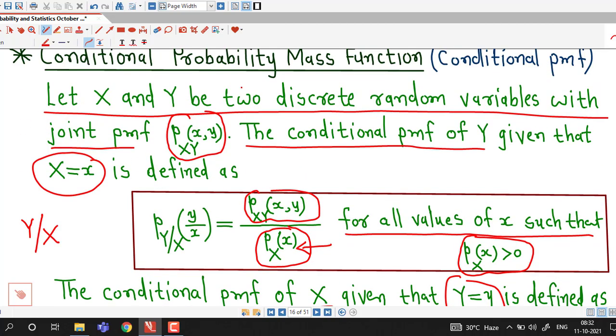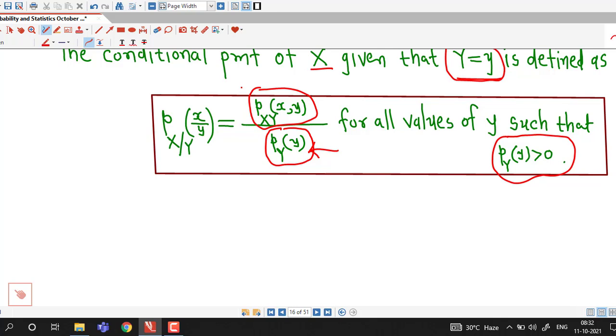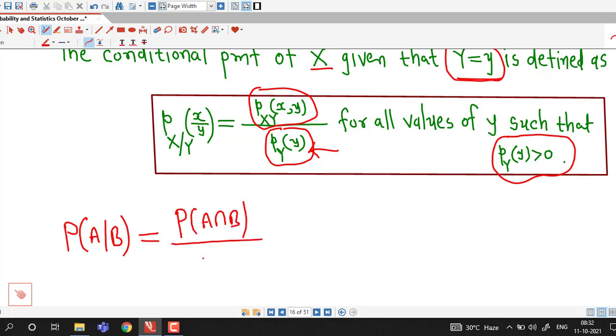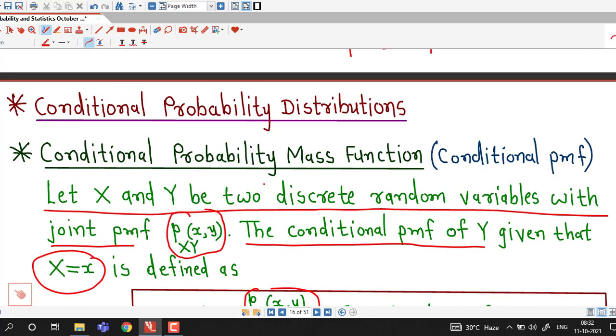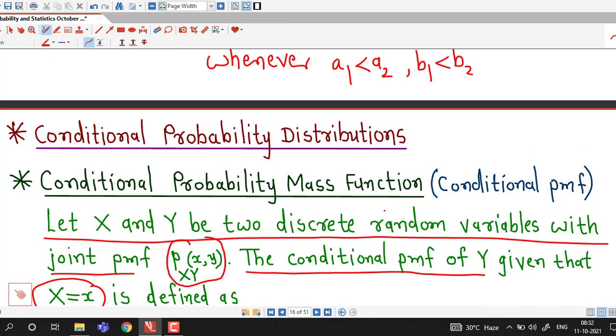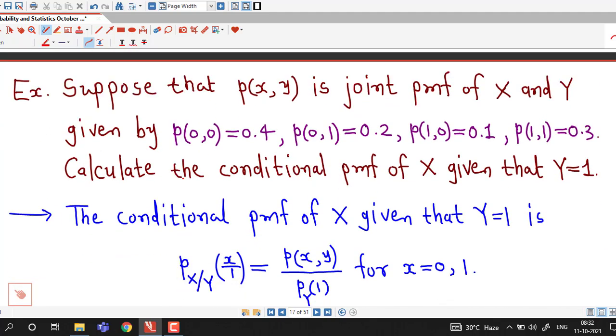So you don't have to cram these definitions, this is simply a generalization, or you can remember it by the definition of conditional probability. We are just using this definition as I explained here. So we will remember these conditional probability mass functions, and if you write these probabilities in a table, whatever distribution we obtain is known as conditional probability distribution. So we consider one example related to the conditional probability mass function.